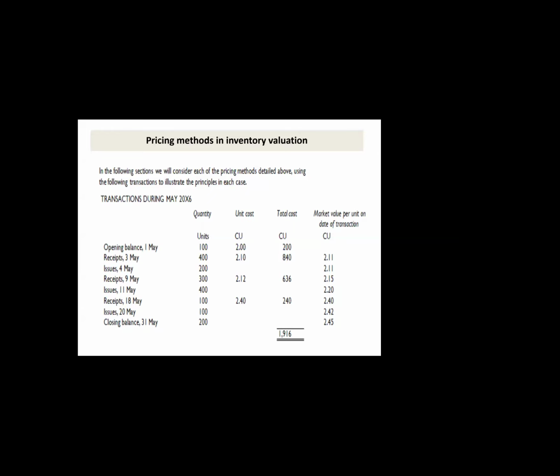200 per unit. Excellent. And our inventory status at 4 May after issuance? The 200 at 2.10 and 100 at 2.00. Excellent. Then 9 May we received 300 at the rate of 2.12. So we have 300 at the rate of 2.12, 200 at the rate of 2.10 and 100 at the rate of 2. So we have 3 types of cost inventory.